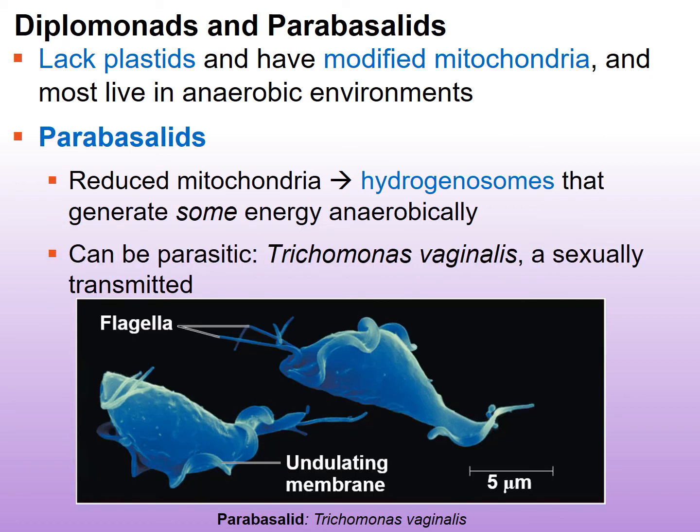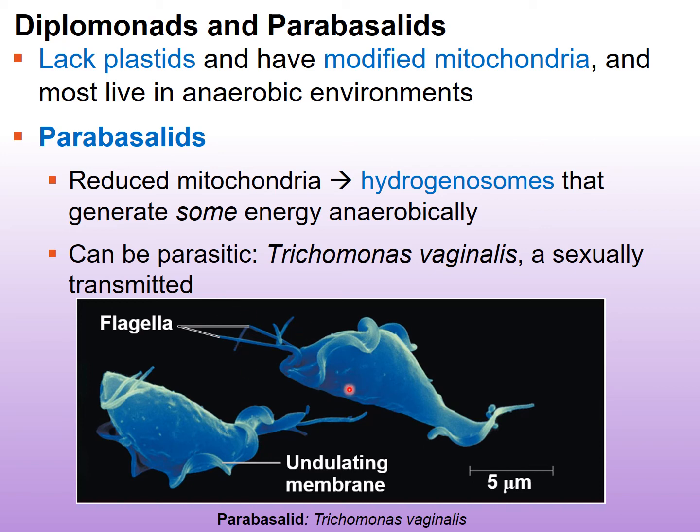Okay, so back to the Diplomonads and the parabasalids. Again, we already talked about the Diplomonads. Now we're going to move into the parabasalids. Again, they still lack plastids, and they have a modified mitochondrion. However, in parabasalids, the modified mitochondrion is called a Euglenozoan. And this generates energy. Some of the energy is anaerobic. And then, of course, they're not purely anaerobic organisms.